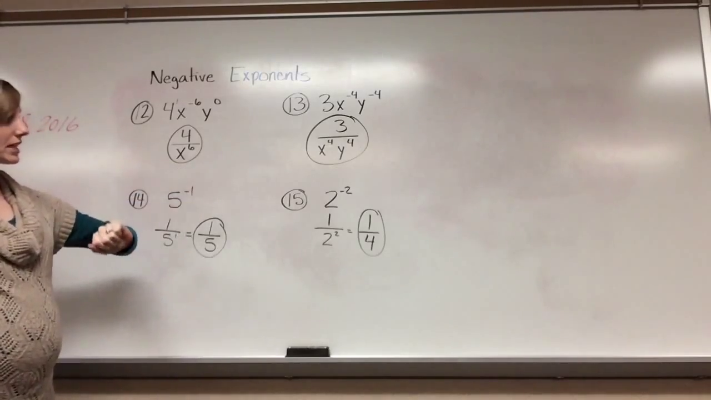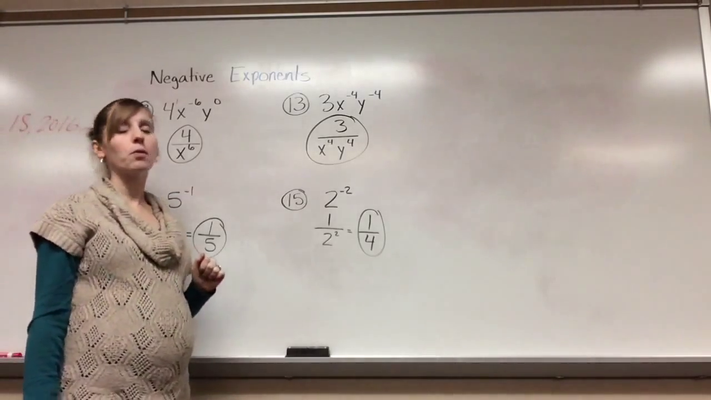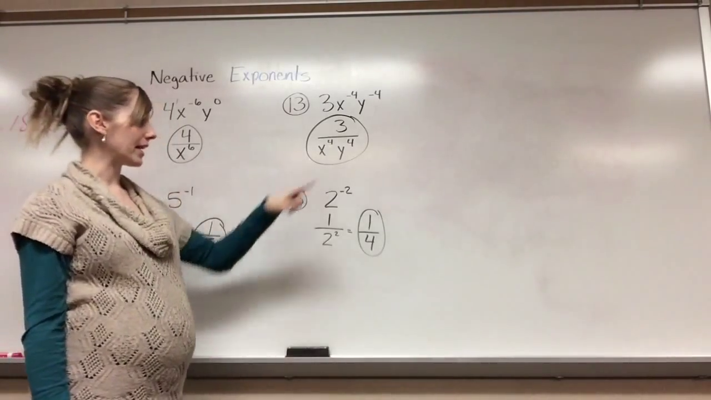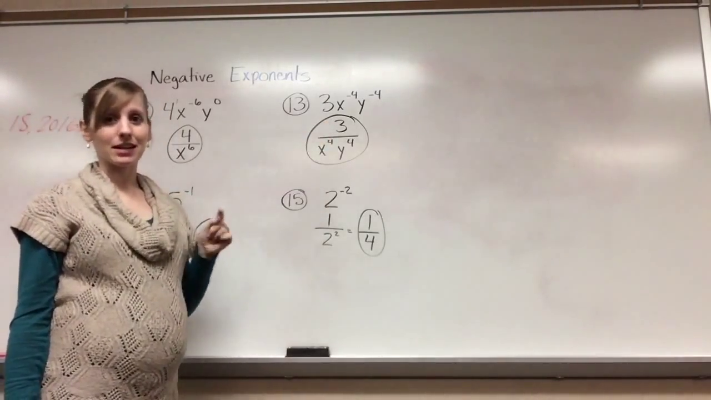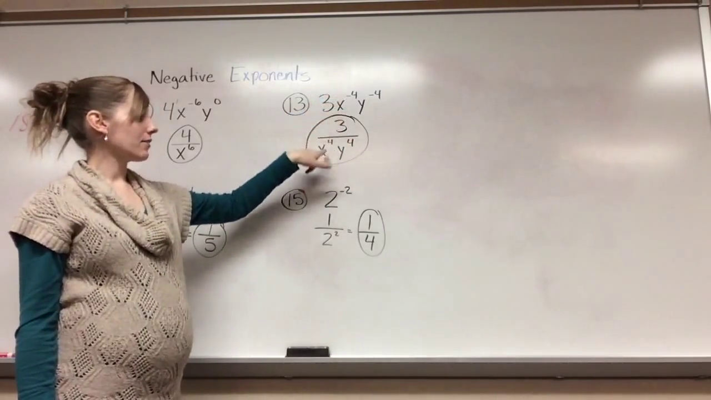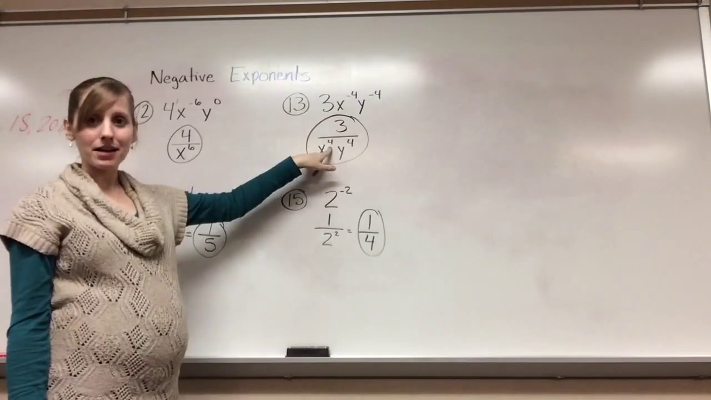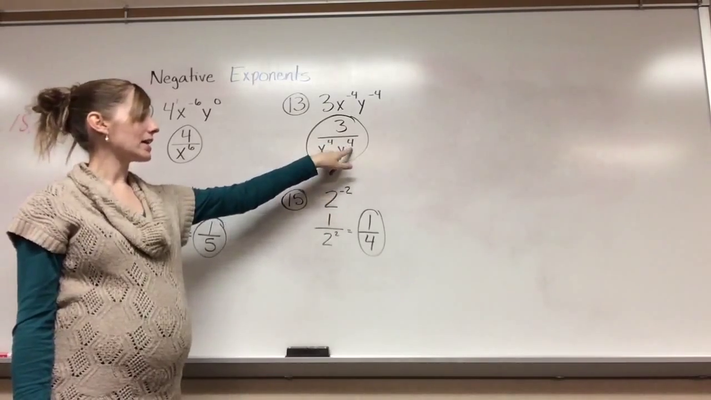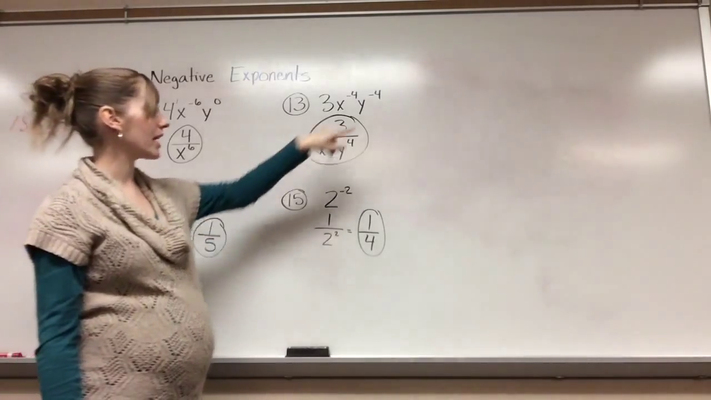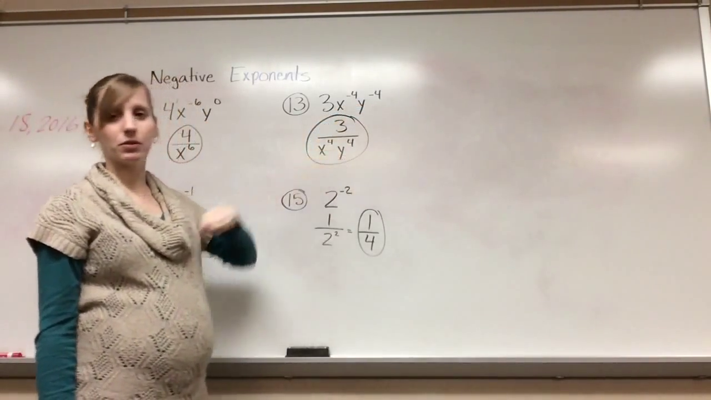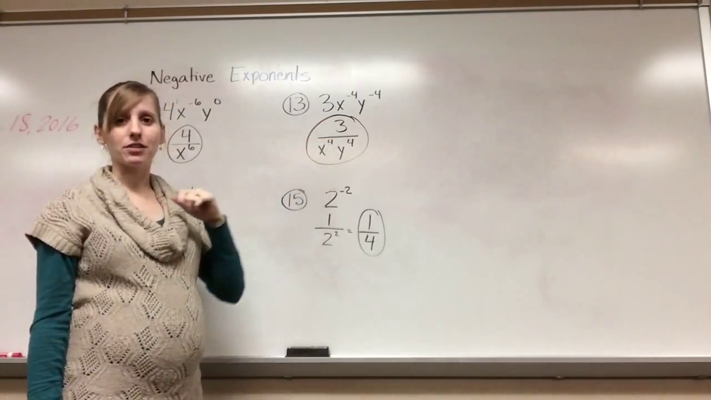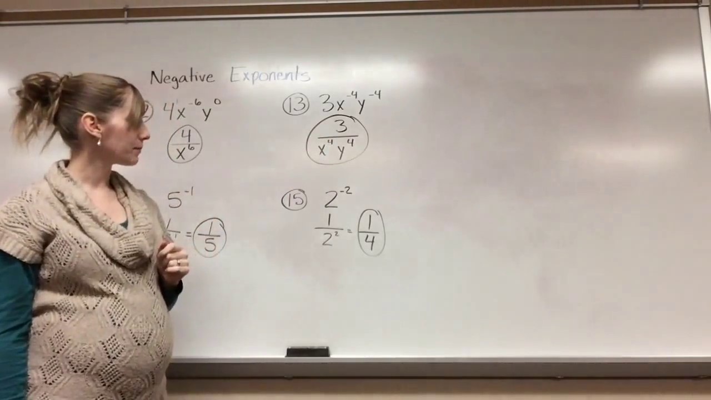For problem 13, 3x to the negative 4th, y to the negative 4th. That 3 has an exponent of 1. They didn't write it, but I put it at the top because I knew it was a positive 1. Over x to the negative 4th, and I made it x to the positive 4th, and I made y to the positive 4th once I moved them to the denominator. Because they both had a negative exponent, they both moved to the denominator. So it's 3 over x to the 4th, y to the 4th for problem number 13.